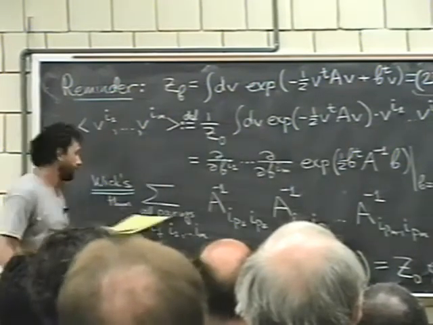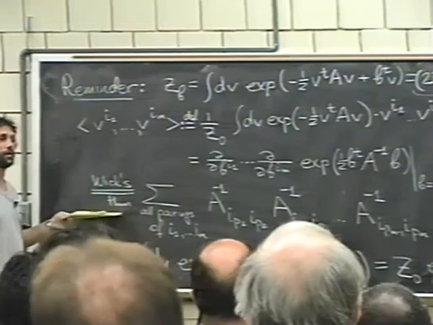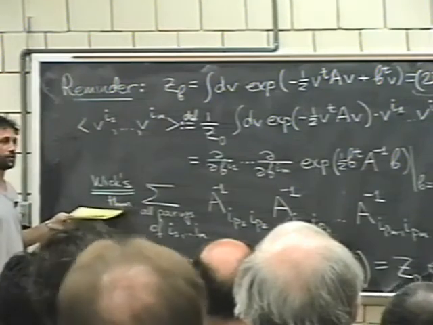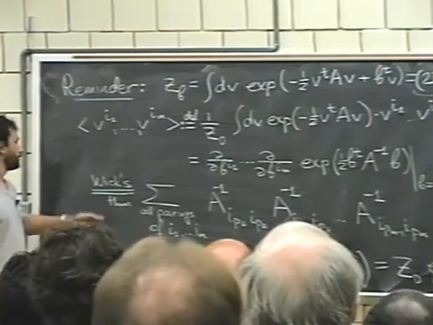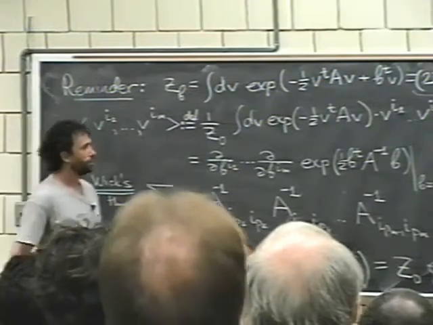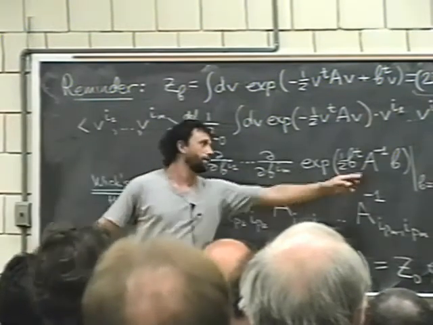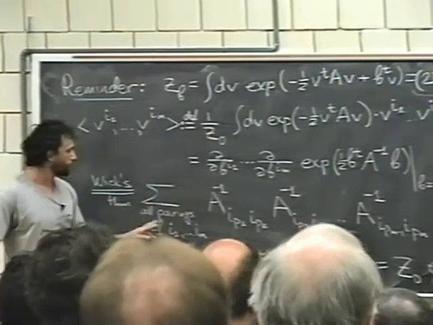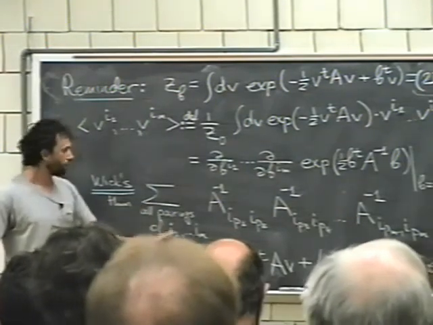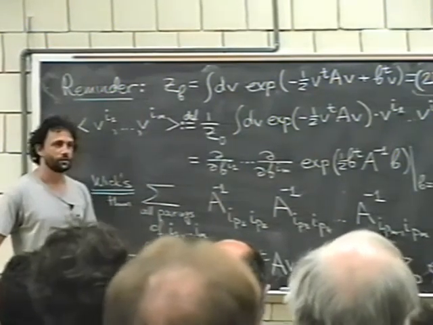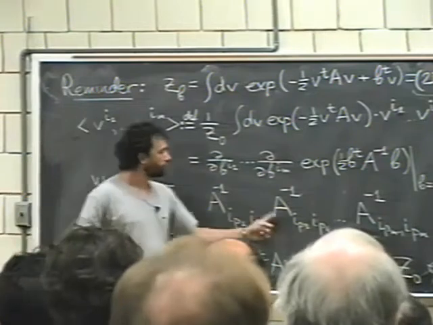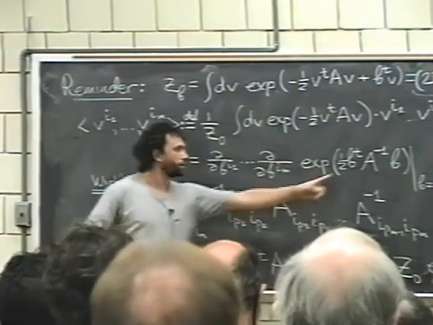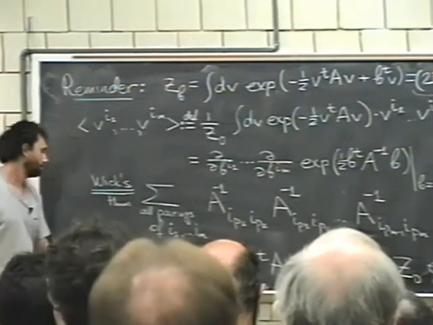And then finally, that's the place where the Feynman diagrams appear for the first time. Wick's theorem tells you that these derivatives of the exponent you can compute by summing over all pairings of these indices, products of the elements of the inverse metric. It's here, A inverse.